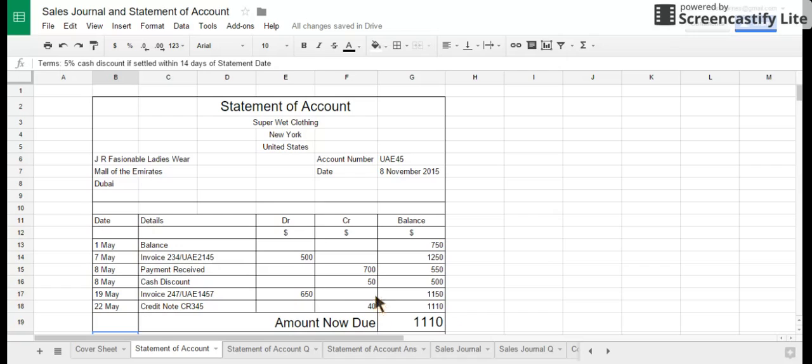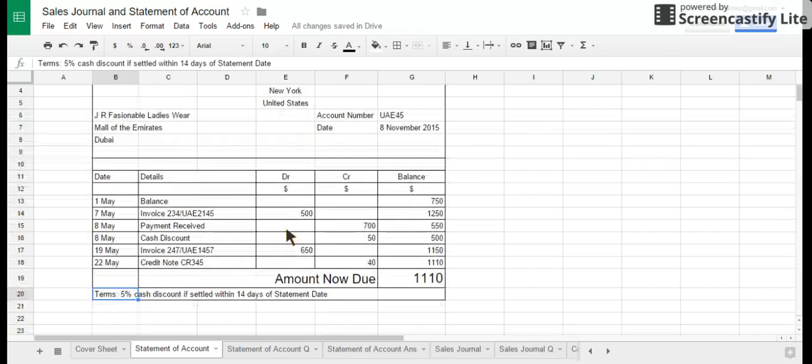For those of you who are very observant, you've probably noticed this is very similar to the actual ledger account. It's done from the supplier's point of view. Debit entries go where a debit entry would go in the T account for JR Fashionable Ladieswear in Superwet's accounts, because they increase the amount they owe. The credit entries are there because they reduce the amount of money that this customer, or trade receivable, owes to the business.